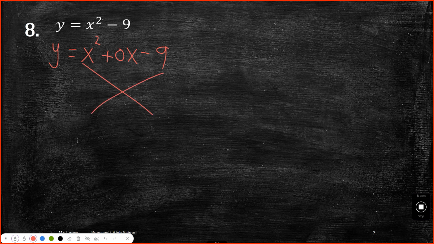Middle number to the bottom. Negative 9. Let's go with two numbers that multiply to that and add up to this. What are two numbers? 3 times negative 3 is negative 9. 3 plus negative 3 is 0. So it's going to be x plus 3, x minus 3.